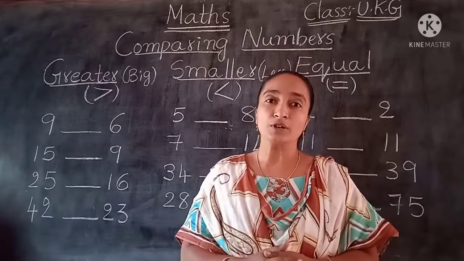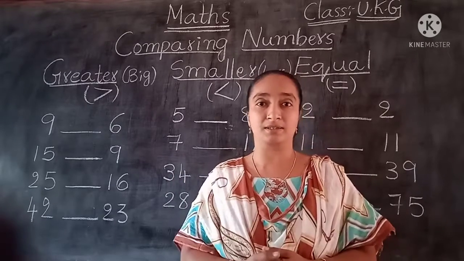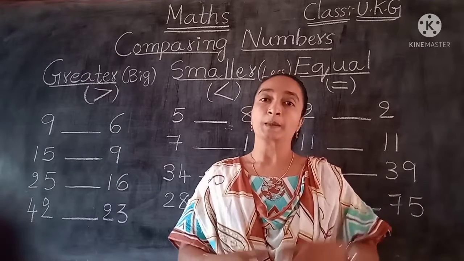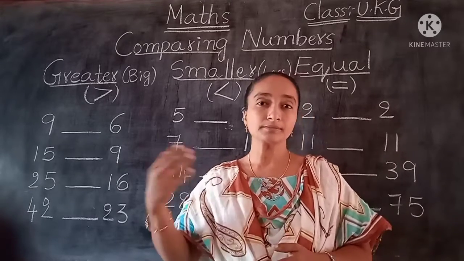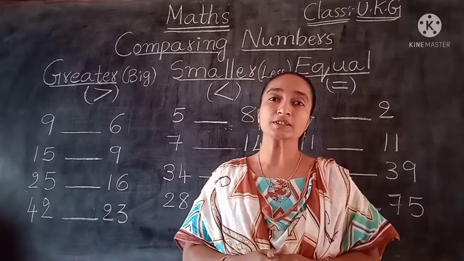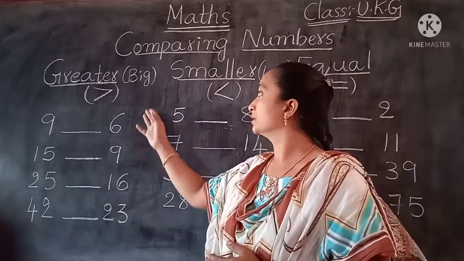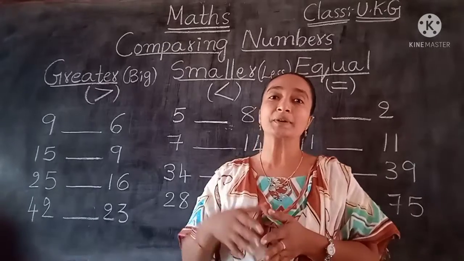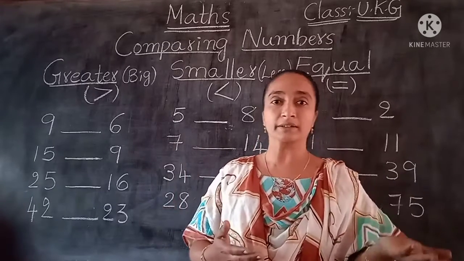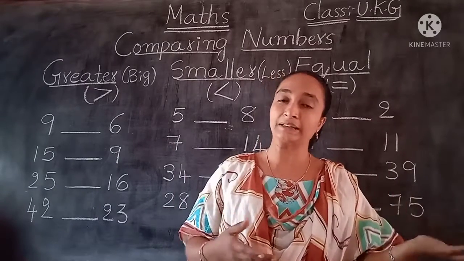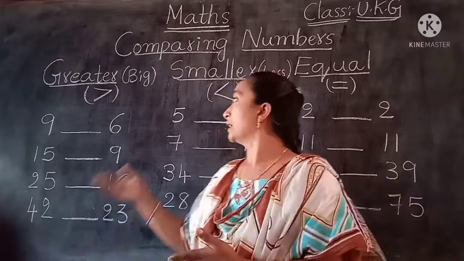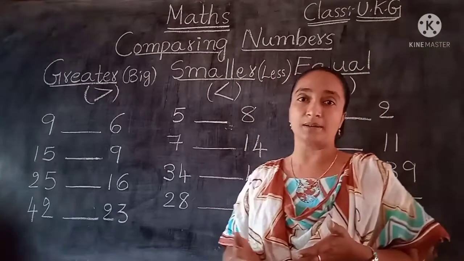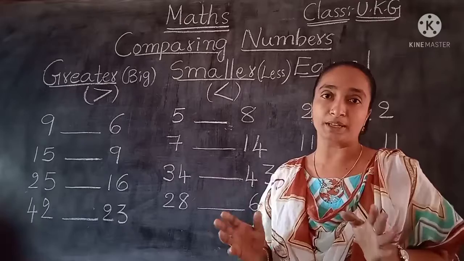Now today we are going to compare the numbers. Comparing of numbers. So, big number, less number. The greater number and the smaller number. The greater number we can also call the big number. That is called a greater number or big number. Now the other number is the small number or less number. Both are the same thing.